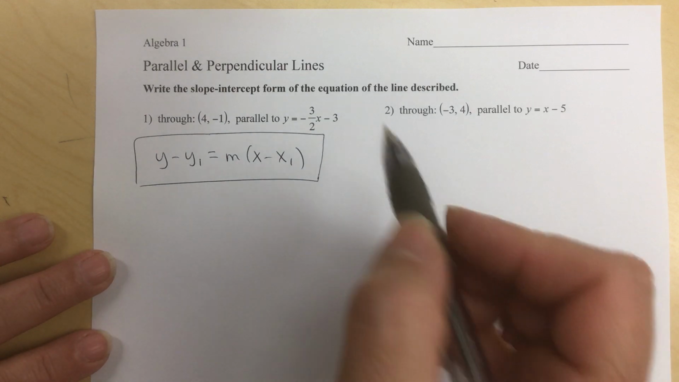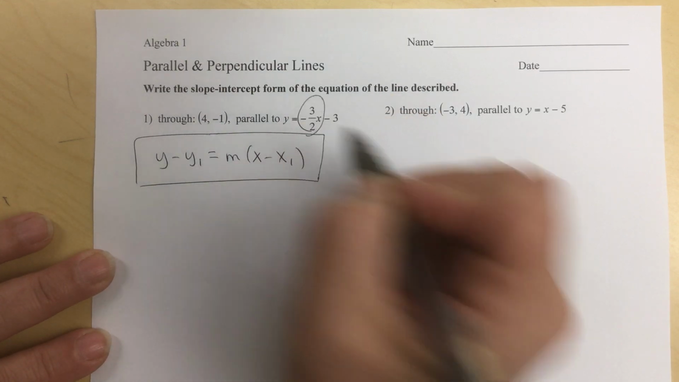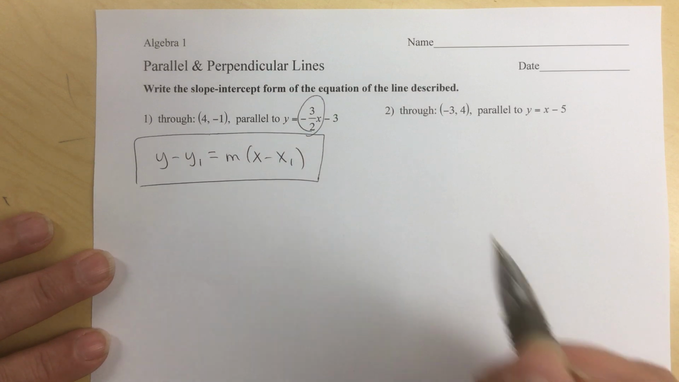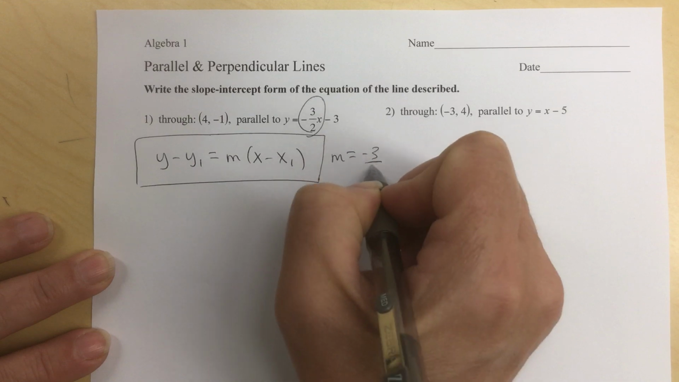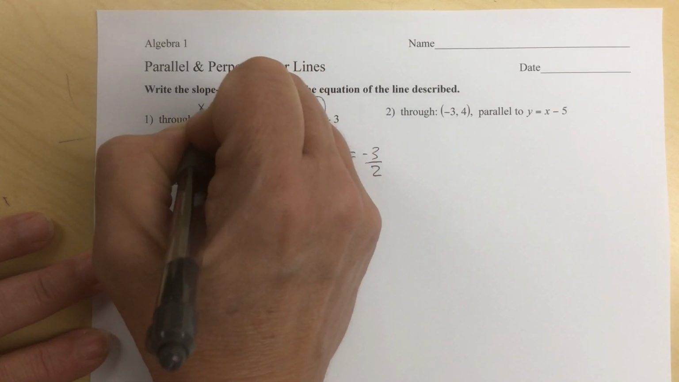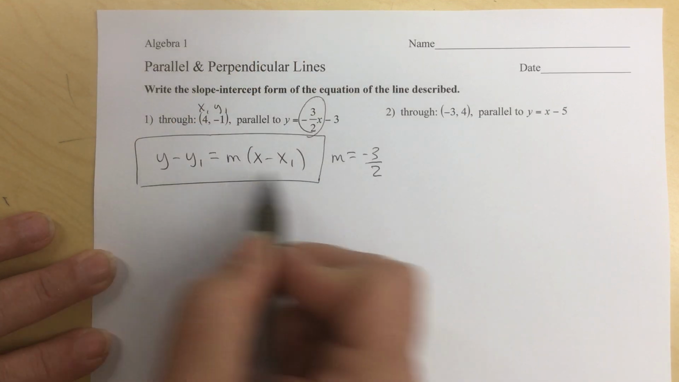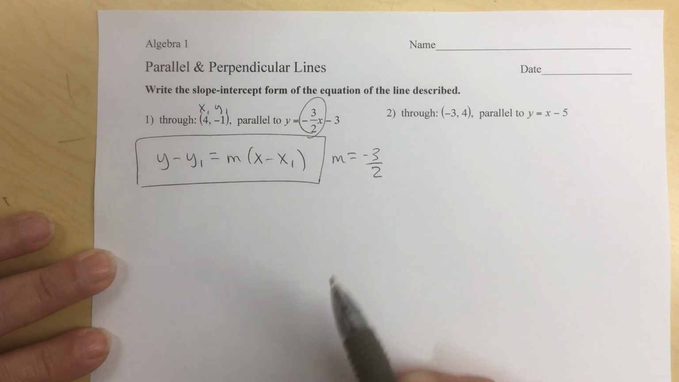Okay, so parallel lines have the same slope. So the slope of this line is -3/2 because it's the number next to the x. So I'm going to use the same slope because I'm trying to make my line parallel to it. This is my x1 and my y1. So now I'm ready to use this formula. I'm going to plug in numbers for the y1, the x1, and the m.